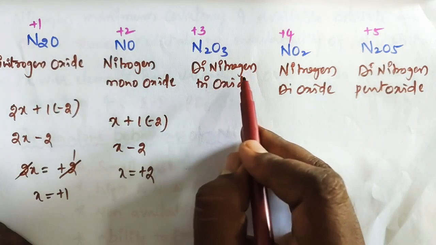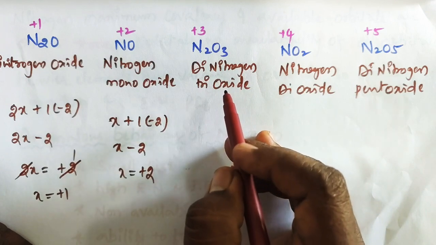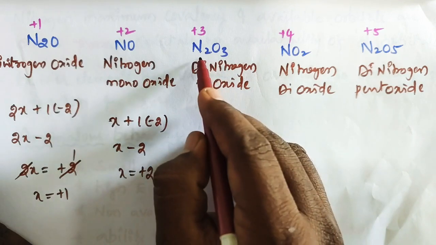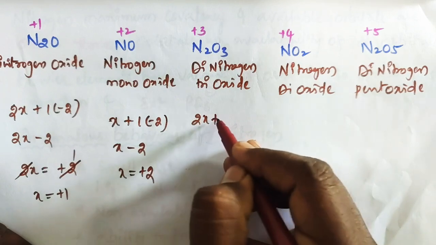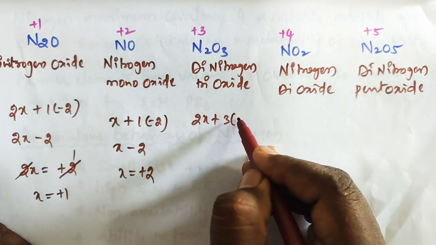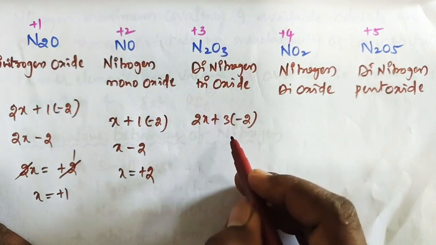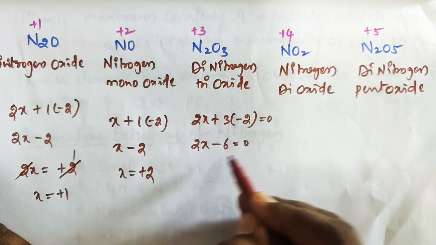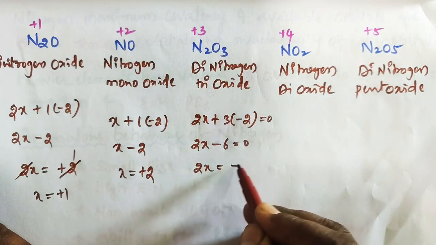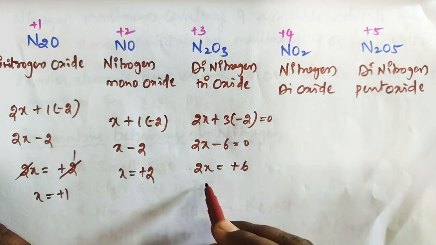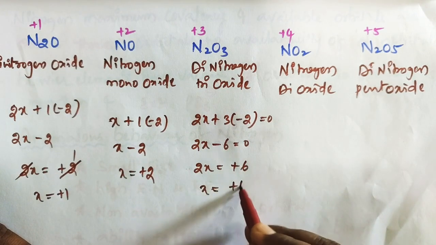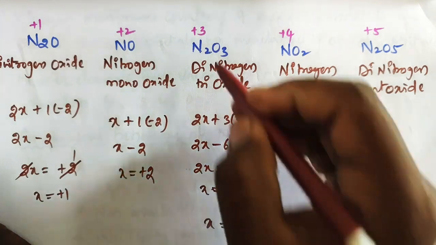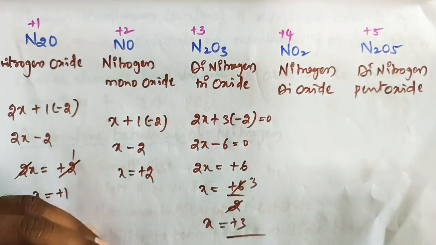Next one is dinitrogen trioxide, N2O3. In this, what is the oxidation state of nitrogen? How many nitrogens are there? 2, so 2x, plus how many oxygens? 3, and oxygen shows minus 2, equal to 0. So 2x, 3 into 2 is 6, minus 6, and 2x = plus 6 taking it to the right side, and x = plus 6 by 2, which is 3. So x = plus 3. So this nitrogen's oxidation state is plus 3.